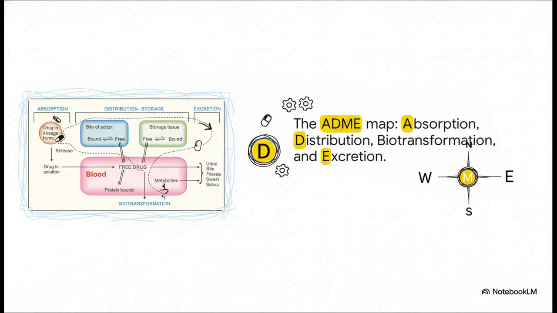That tablet actually goes on a tour of your entire body, and the science of that journey has a name, pharmacokinetics. Now, this diagram you see here, this is our map for the whole trip. It shows the four main stages: absorption, which is getting into the blood; distribution, traveling around; biotransformation, how the body changes it; and finally, excretion, the exit plan. Just remember the acronym ADME. This is our guide for today.